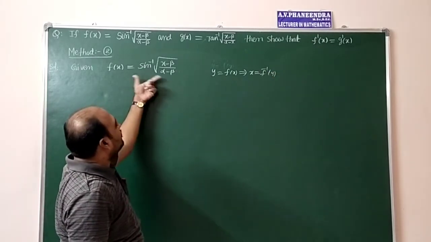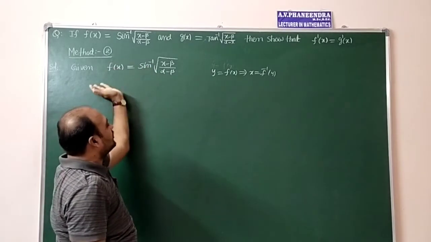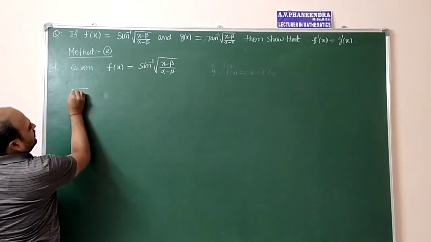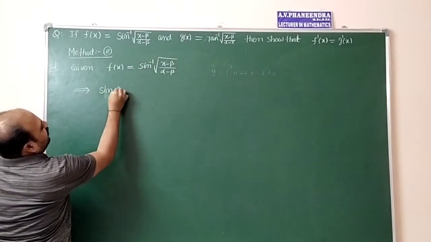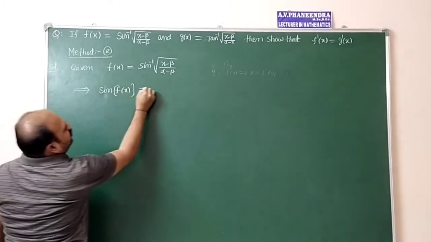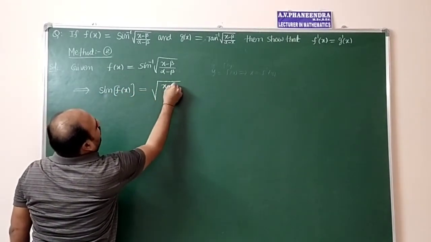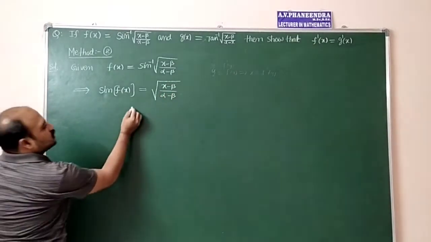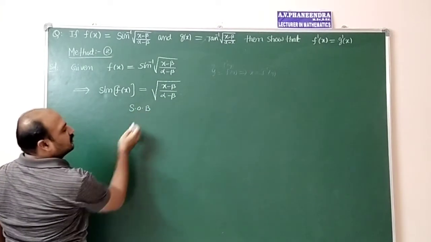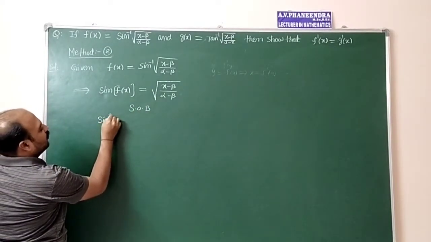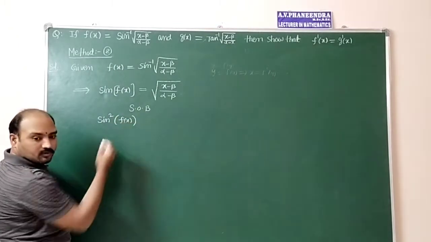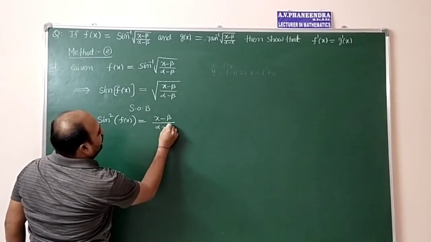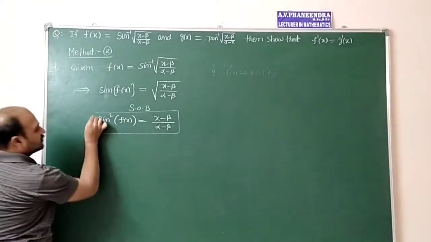In the same way, sin inverse of this value we can write it as sin of f of x is equal to square root of x minus beta divided by alpha minus beta. After that, squaring on both sides to remove the square root here. So sin square of f of x is equal to x minus beta divided by alpha minus beta. We got the value of sin square.